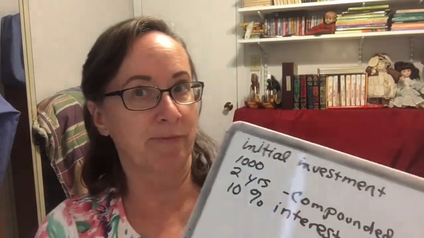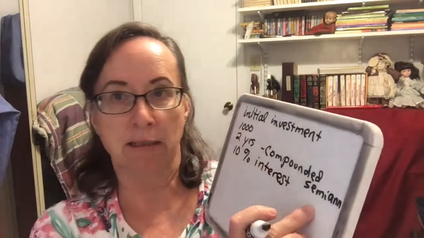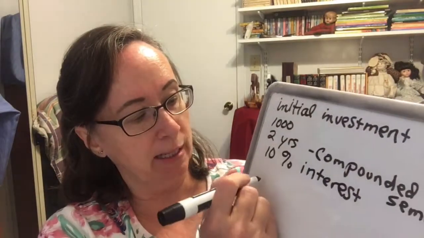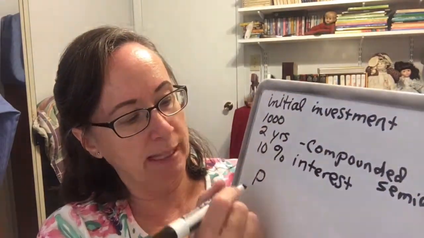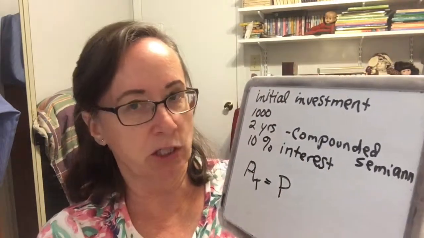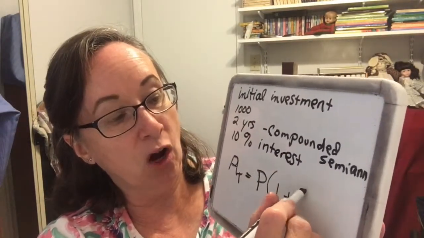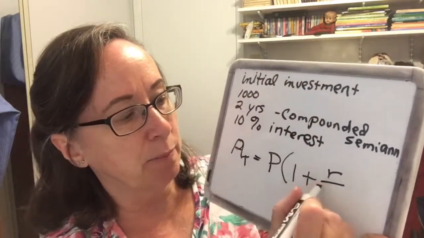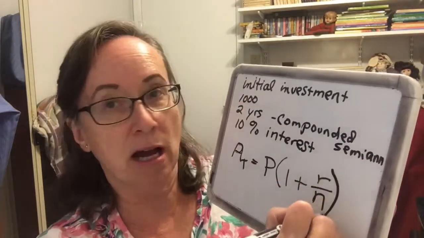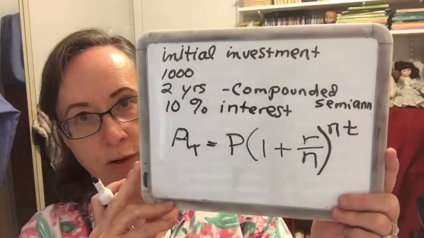All right, so now we're going to do some investment problems, and when we're using our compounded semi-annually, quarterly, whatever it is, our formula is the amount after time t is equal to the principal, which is the initial amount, times 1 plus r, which is your interest rate, divided by n, which is the number of times per year it is compounded, and then raised to the nt. So this is your compound interest formula.